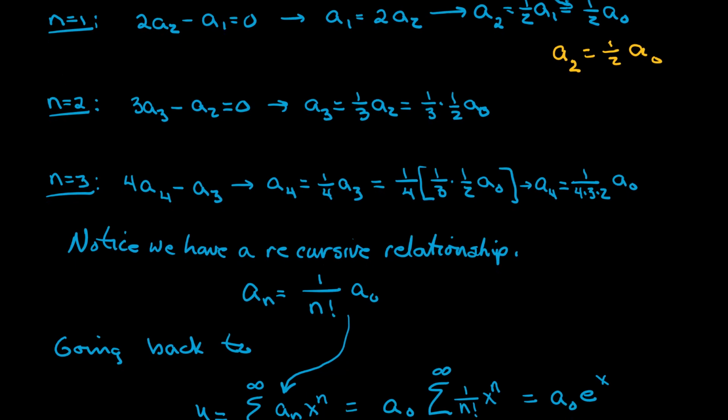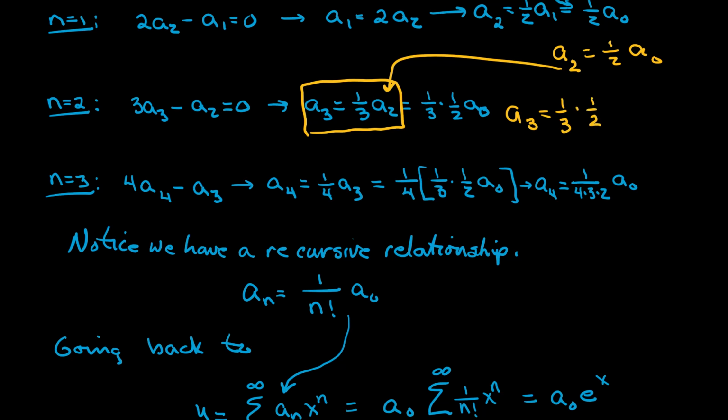If I solve for a sub 3, in other words, I move the a sub 2 to the right-hand side and divide by 3, I'm going to get that a sub 3 is 1/3 a sub 2. But I know that a sub 2 is 1/2 times a sub 0. So I can rewrite a sub 3 as 1/3 times 1/2 a sub 0.